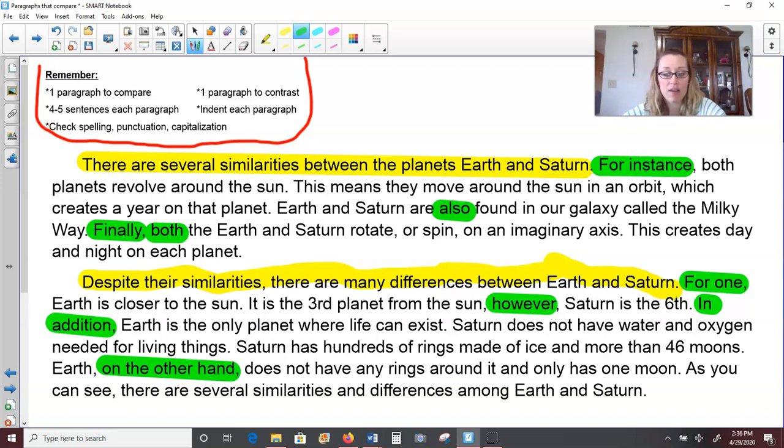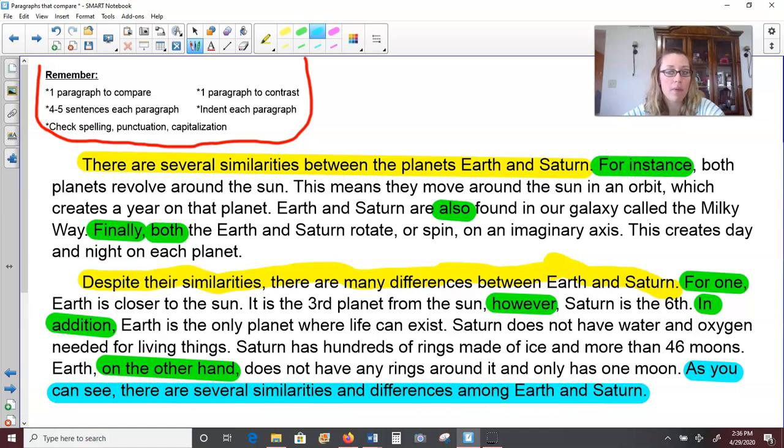As you can see, there are several similarities and differences among Earth and Saturn. So that would be my concluding sentence, which is kind of wrapping everything up and pulling it all together. Because in my two paragraphs, I wrote about the similarities and the differences between Earth and Saturn. So, boys and girls, I encourage you to maybe think about two planets that you could compare and contrast.